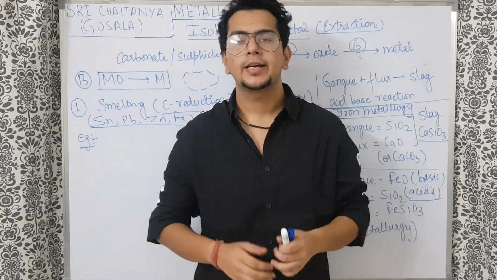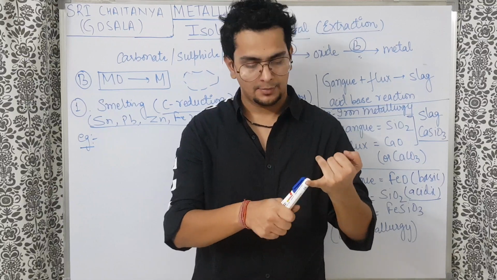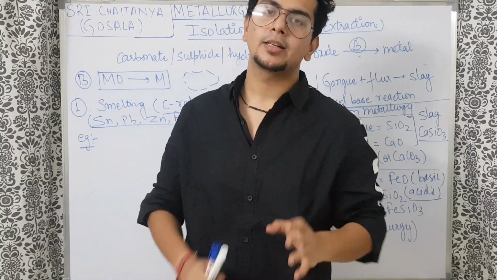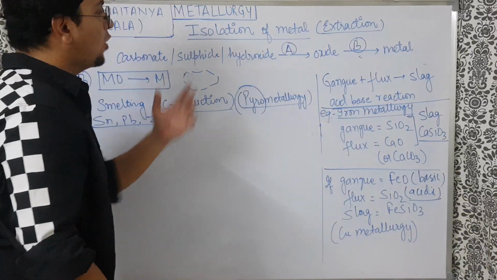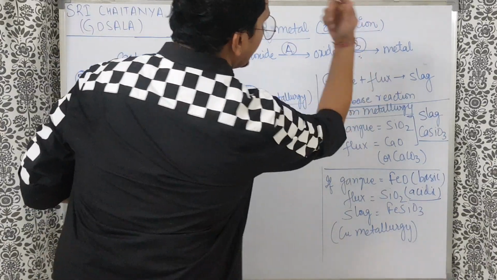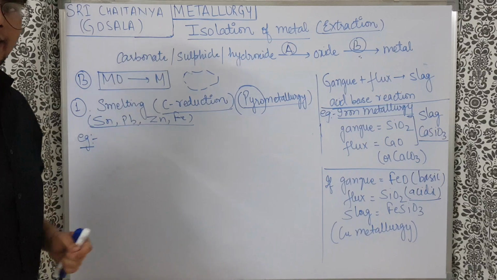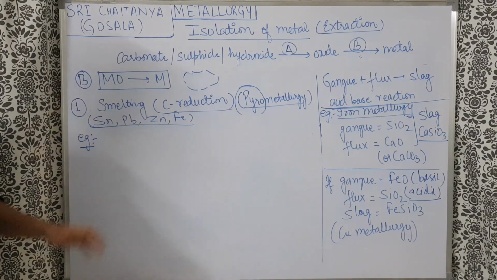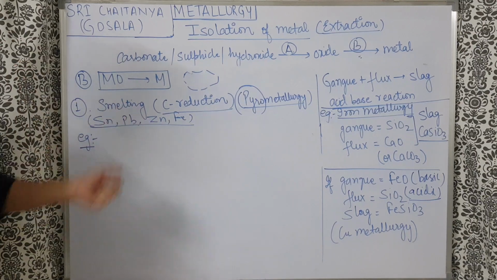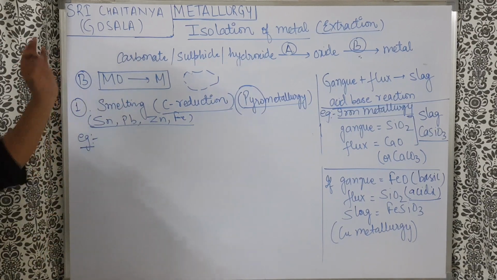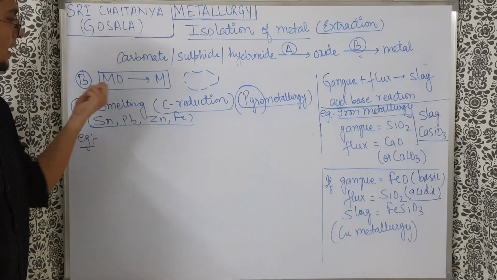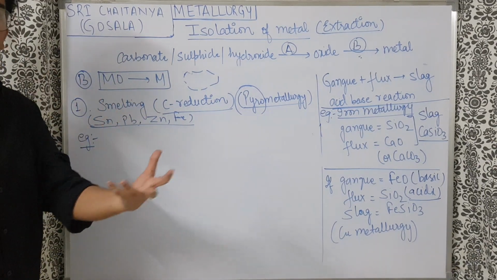So by this time we have converted sulfide, carbonate and hydroxide ores into oxide. That is, part A is done of the isolation of metal. Now we are converting oxide into metal using different techniques. So the first technique that I am using to convert metal oxide into metal is smelting, also known as carbon reduction. In this method, we are going to heat the oxide along with carbon and reduce it to metal.